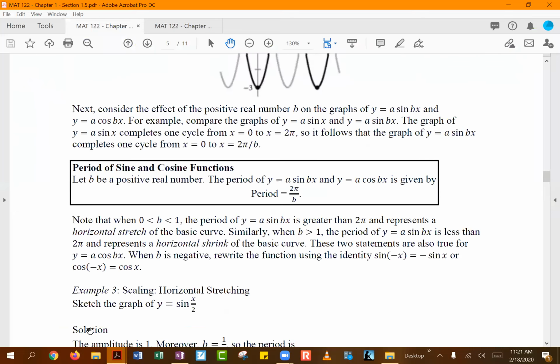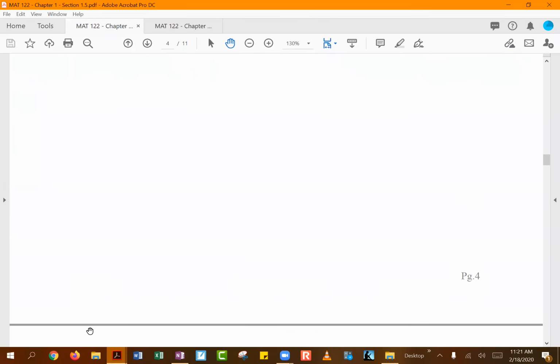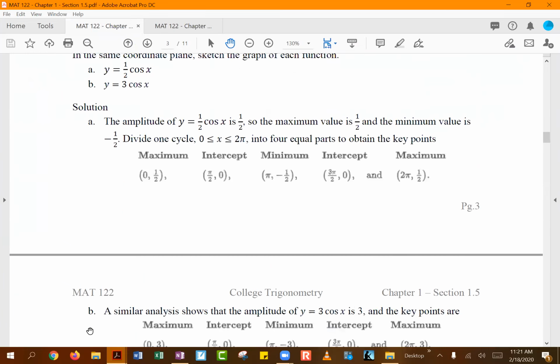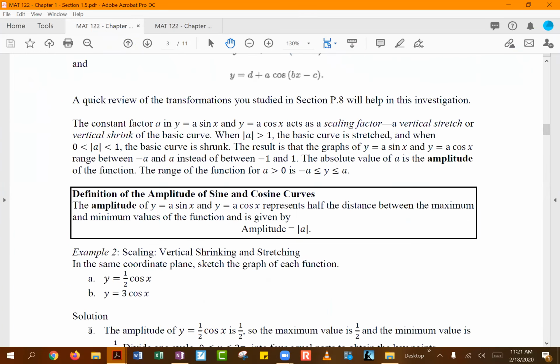All right, let's review our information here quickly before we get into example 3. When we're talking about amplitude for a function, remember we're talking about that constant that's being multiplied into your function value. So when we have y equals a times sine of x, or y equals a times cosine of x, it's that a value that we're calling the amplitude. And of course, amplitude is going to be the absolute value, right? So if it's positive or negative, the amplitude will just be the positive value.